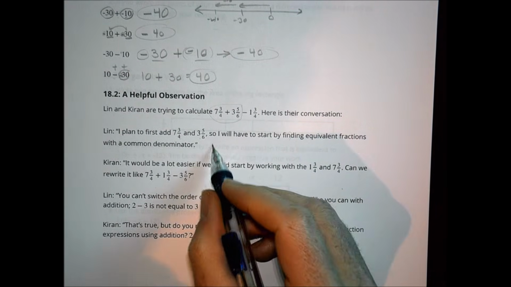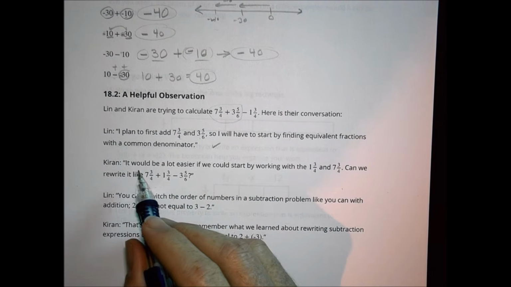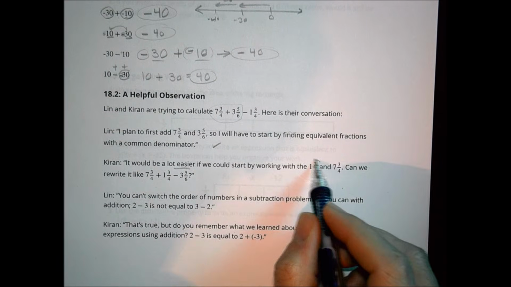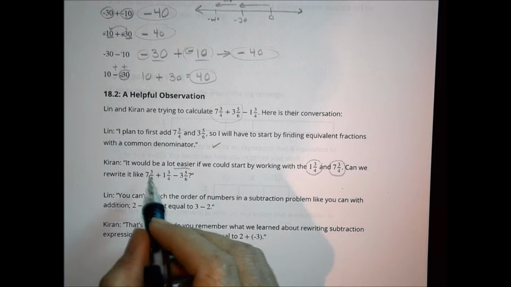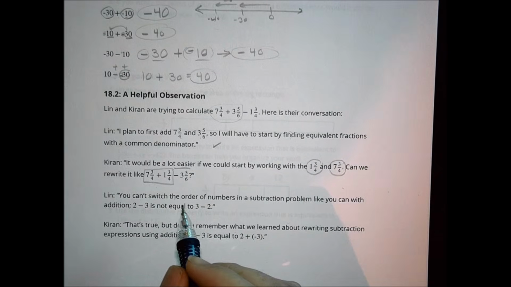That can certainly be done. No problem, you can do that. But it's going to take a little bit of work. Karen notices that it will be a lot easier if we could start by working with the 1 3/4 and the 7 3/4. Can we rewrite that like this? Can you just rewrite that there?